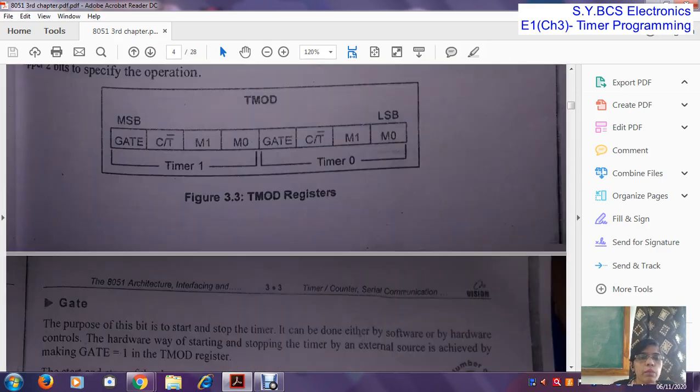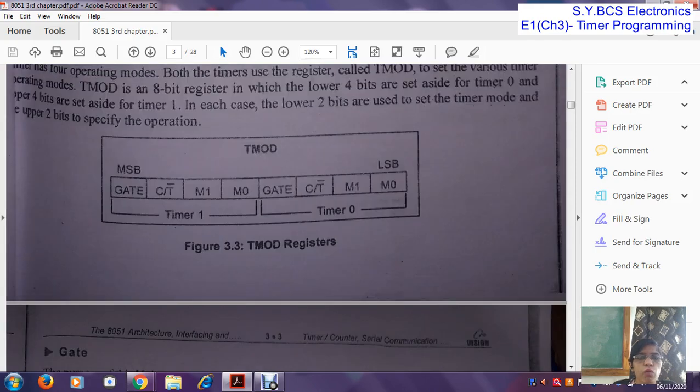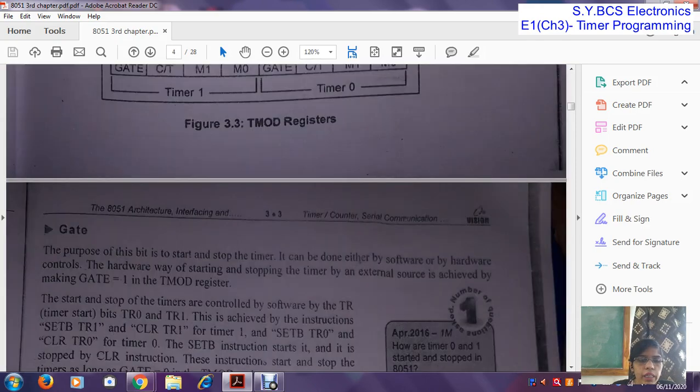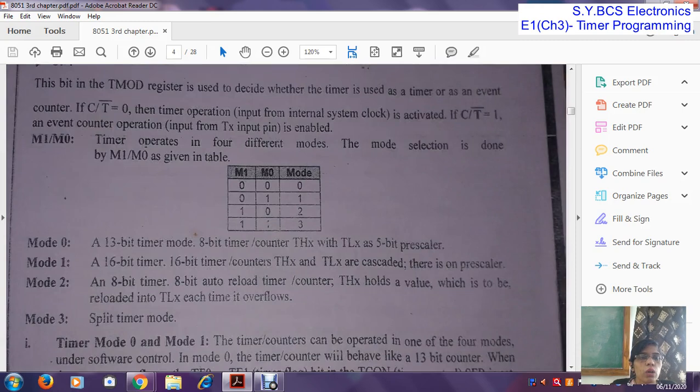Okay, now the next bits of the TMOD register are M1 and M0 for timer 1 and timer 0. With M1 and M0, the timer operates in 4 different modes. The mode selection is done by M1 and M0 as given in the following table. When M1 M0 is 0 0, mode 0 is selected. When 0 1, mode 1 is selected. When 1 0, mode 2 is selected. When 1 1, mode 3 is selected.